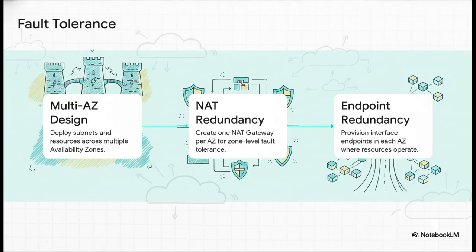So how do we do that? Well, it really comes down to these 3 key steps to building in that fault tolerance. Step 1, a multi-AZ design. You have to deploy your subnets and your resources across multiple availability zones.